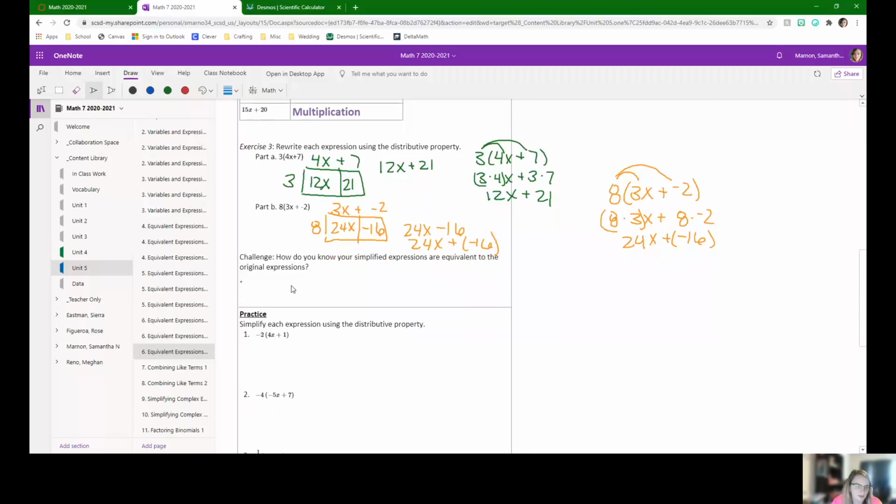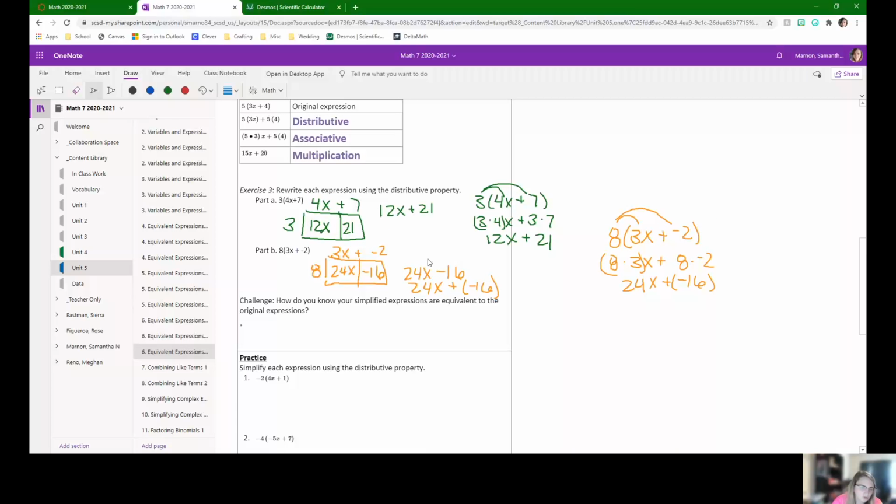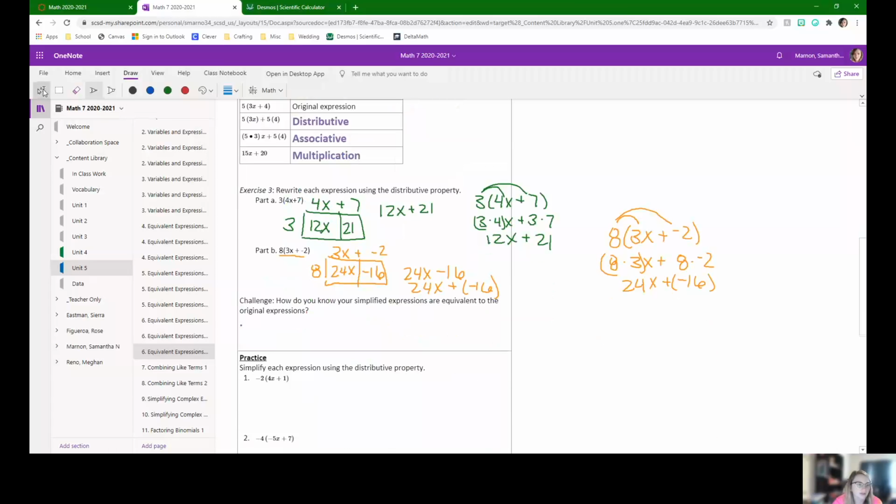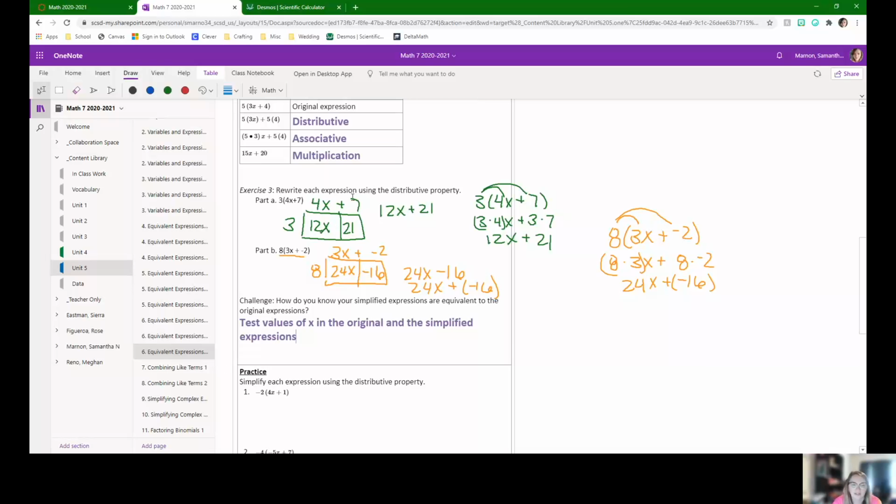So challenge question. How do you know your simplified expressions are equivalent to the original expressions? So what could you do with this original one, this 8 times 3x plus negative 2 or minus 2? And how do I know that's the same as 24x minus 16? Well, what did we do here to check? So what we could do is we could test different values of x, in the original and the simplified expressions. And that would be easy on our Desmos calculator, right?